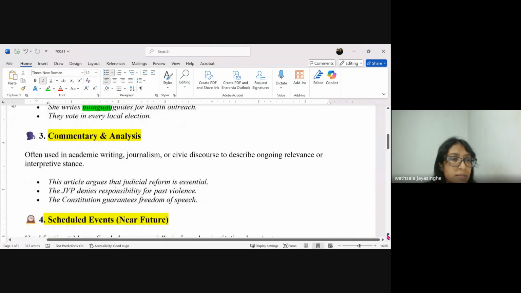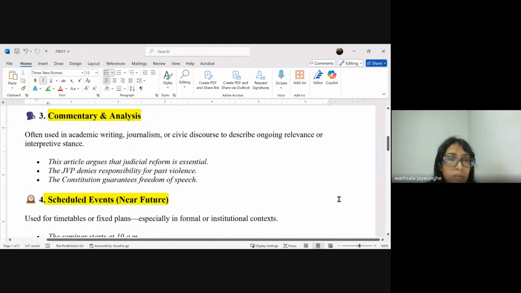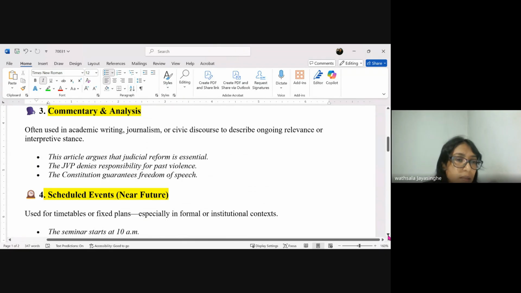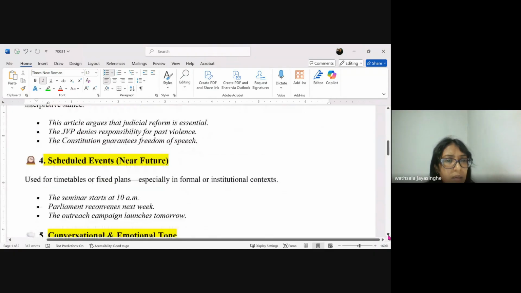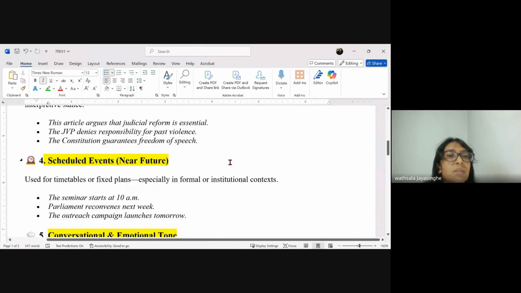Commentary and analysis, often used in academic writing, journalism, or civic discourse to describe ongoing relevance or interpretive stance. This article argues that judicial reform is essential. The JVP denies responsibility for past violence. The Constitution guarantees freedom of speech.